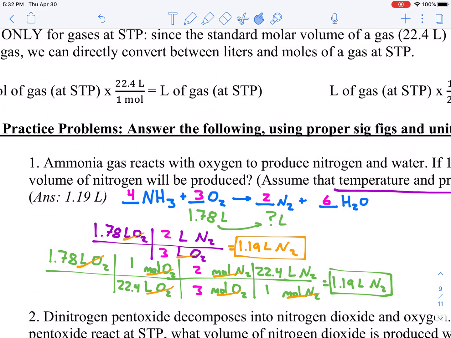But if you run into a reaction at constant temperature and pressure, or at STP, where the entire thing is at STP, you can use that trick. Let's compare and contrast that with what we see in number 2.